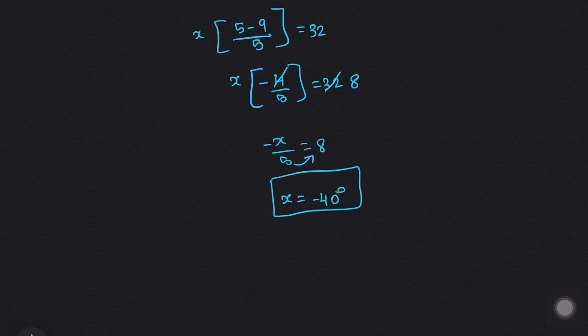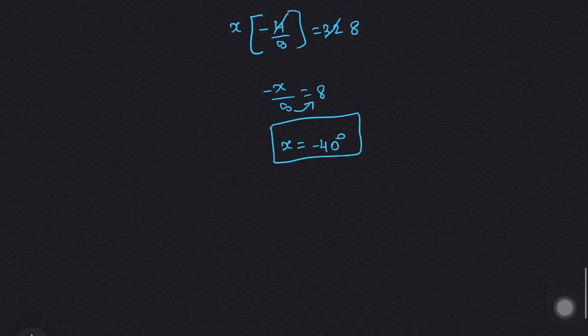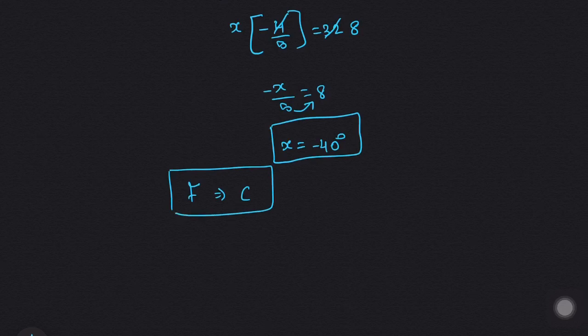Now, minus 40 degrees is the temperature which is numerically the same for both Fahrenheit and Celsius. Minus 40 degrees Celsius. That means minus 40 degrees.